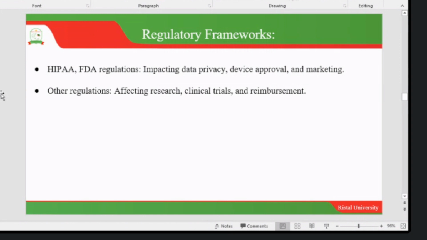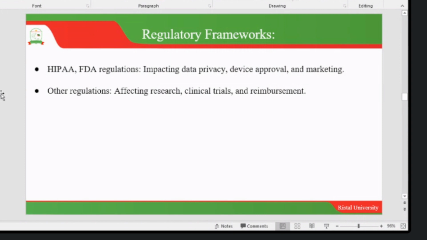Then we have the FDA, or the Food and Drug Administration, also in the US, which really manages the marketing and advertising of these biological products, the approval of drugs, and also sometimes it regulates and approves devices that are used in the healthcare setting. So all these are very essential, and other regulations that affect research, clinical trials, and reimbursement or insurance are also essential in regulating the practice of healthcare entrepreneurship.